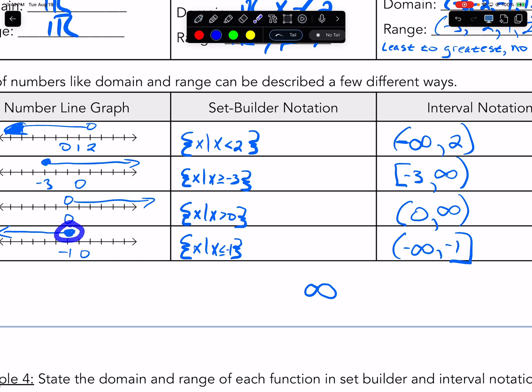Closed dot, squared off bracket, open dot, curved bracket. Okay? That's why it's so nice, this ability to do that on the iPad, right? Because you go back and listen to that video and you know exactly what I'm talking about because it'll tell you. Yep.